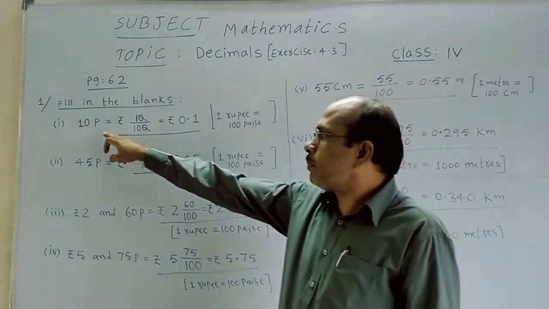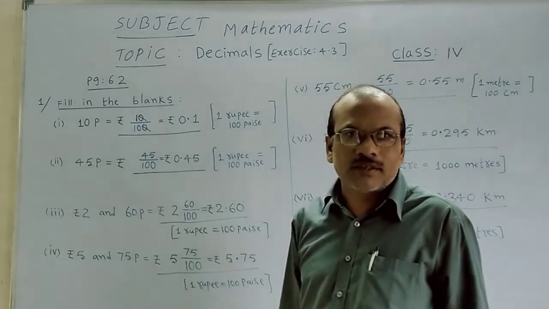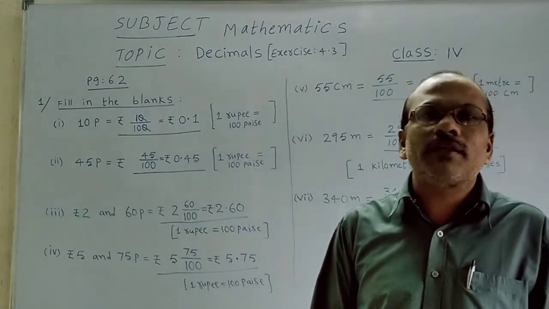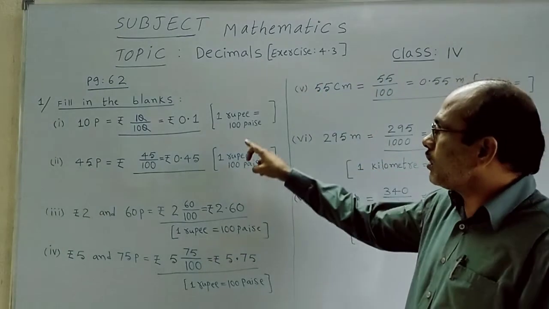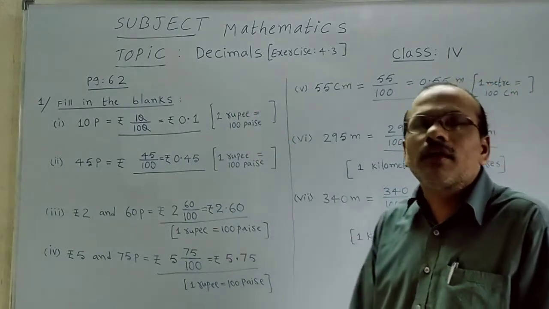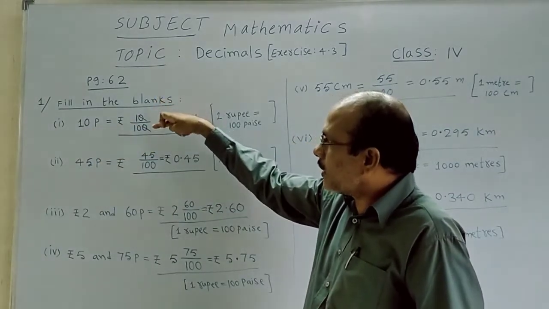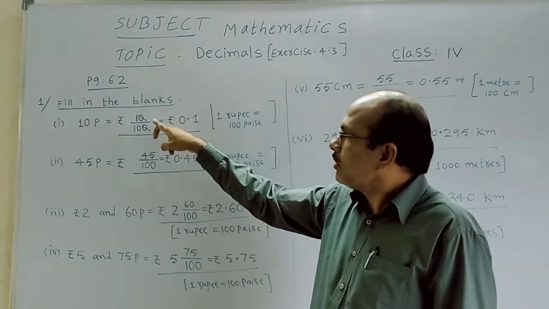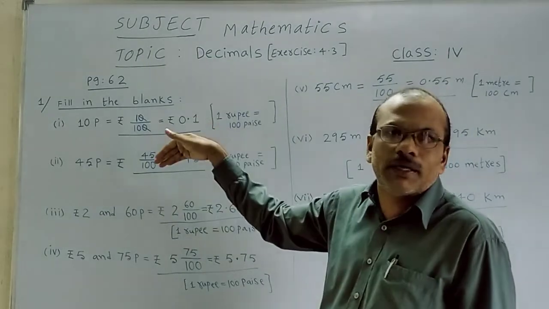Here, 10 pies are given. That paisas we should convert into rupees. For that, we should divide the paisas by 100. Why should we divide by 100? Because 1 rupee is equal to 100 pies. So 10 pies is equal to 10 by 100. The last 0 is cancelled. Remaining is 1 by 10.